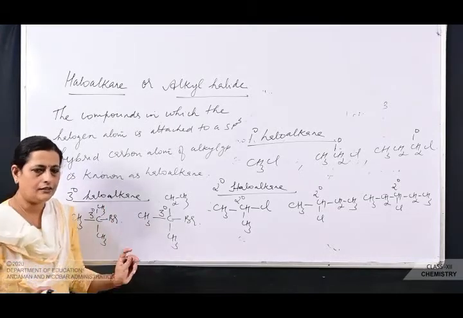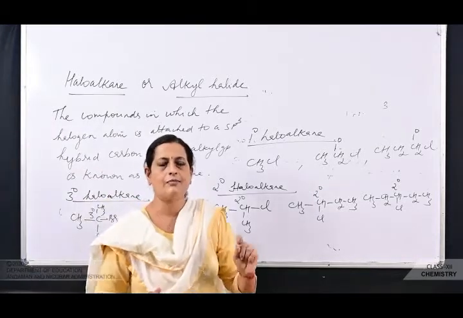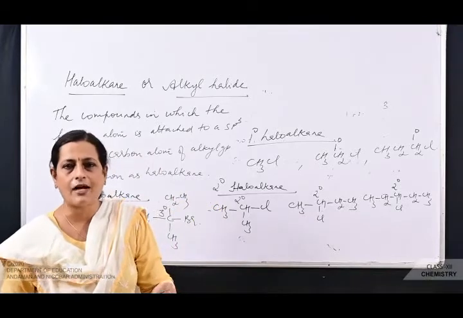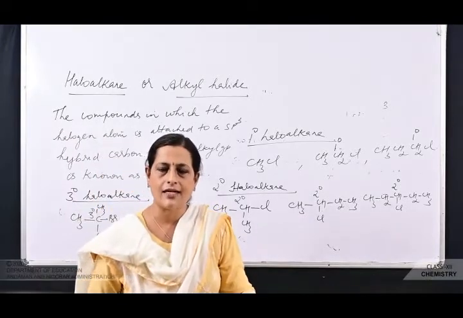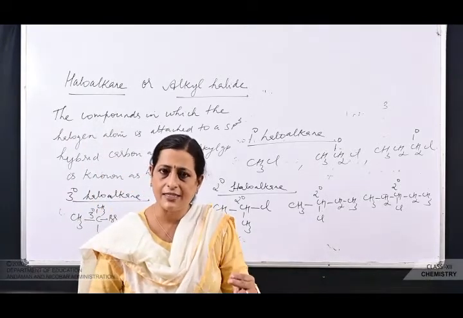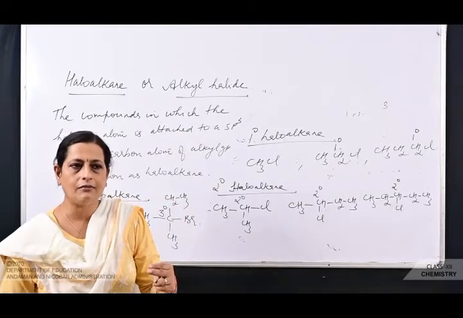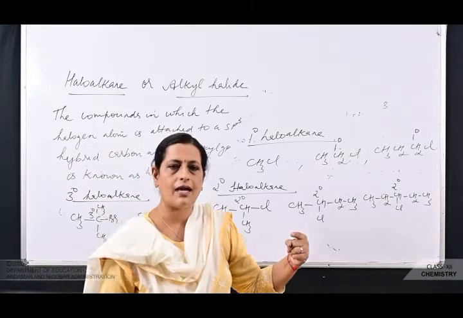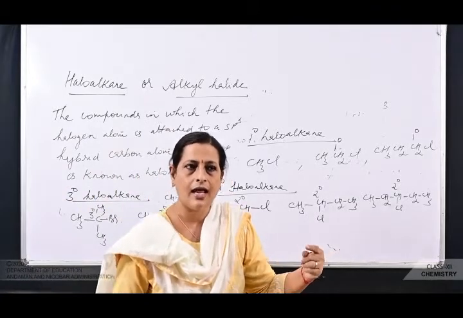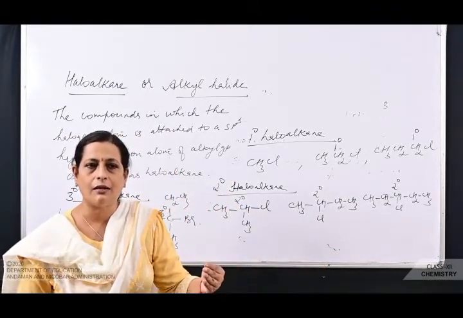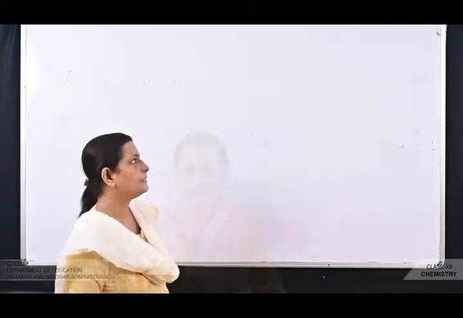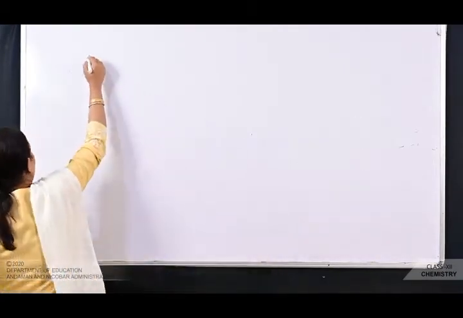So is it clear? So haloalkanes are three types: primary, secondary and tertiary, depending upon the type of carbon atom to which the halogen atom is attached. If it is attached to a primary carbon atom, then we call it primary haloalkane. When it is attached to a secondary carbon atom, we call it secondary haloalkane. And when it is attached to a tertiary carbon atom, we call it tertiary haloalkane. Next is allyl halide.